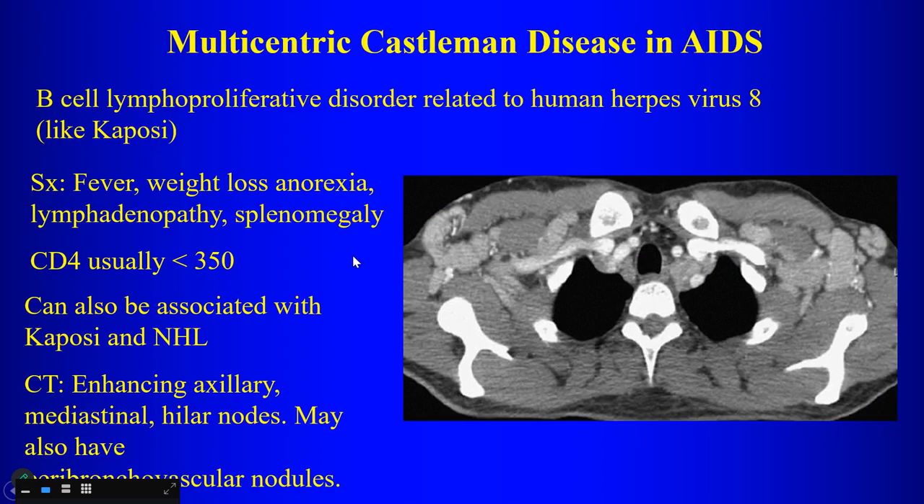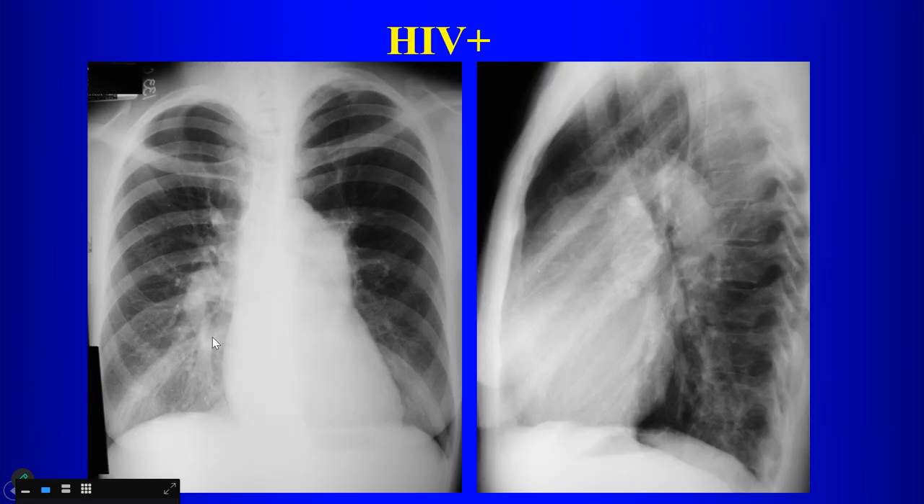Multicentric Castleman's disease is a proliferation of B cells, again a reaction to herpes virus. CD4 count is usually less than 350. It can also be associated with Kaposi's and non-Hodgkin's lymphoma in these patients. They may also have peribronchovascular nodules, but enhancing lymph nodes are the finding associated with Castleman's disease, regardless of whether the patients have AIDS or not. Here's another patient who's HIV positive. What are the findings here?